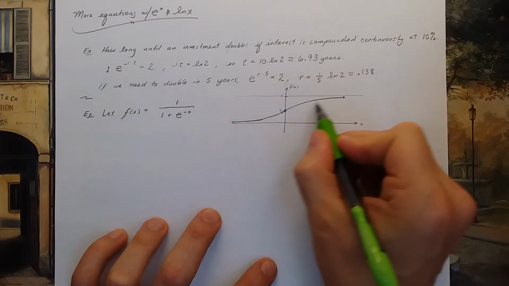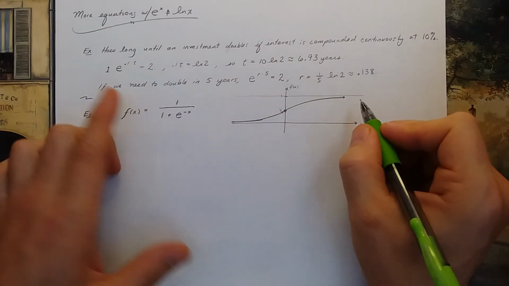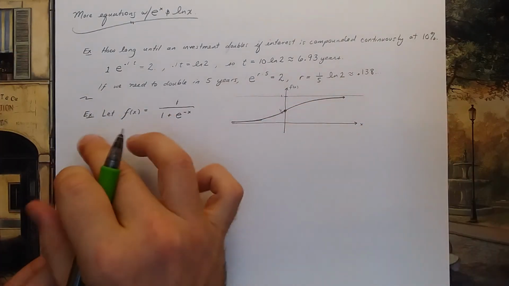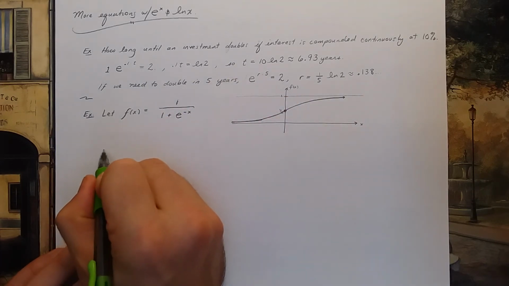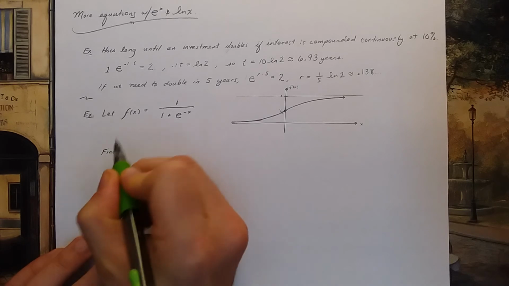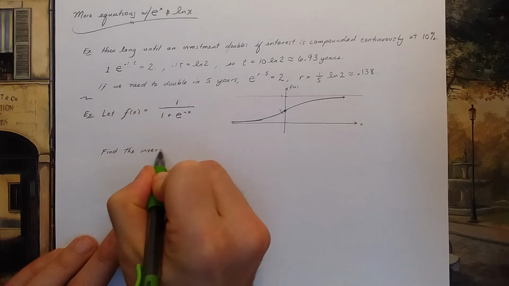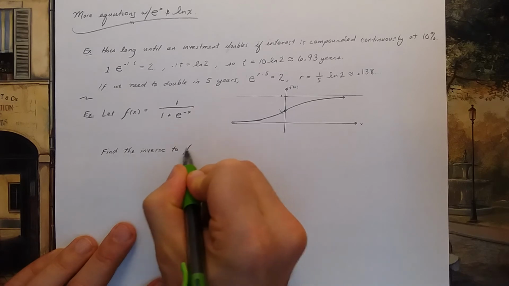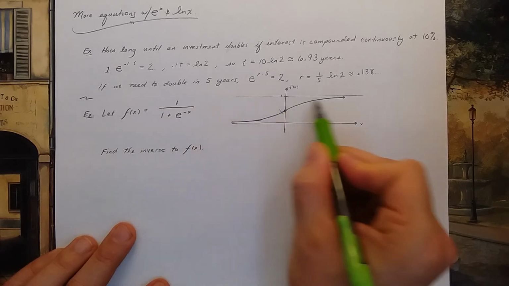There's a lot of things that are modeled by this logistic growth function. That's what it's called, logistic growth. I'd like to do an example involving this. Let's say I'd like to find the inverse function. So let's find the inverse to f of x. It has an inverse because it passes the horizontal line test.